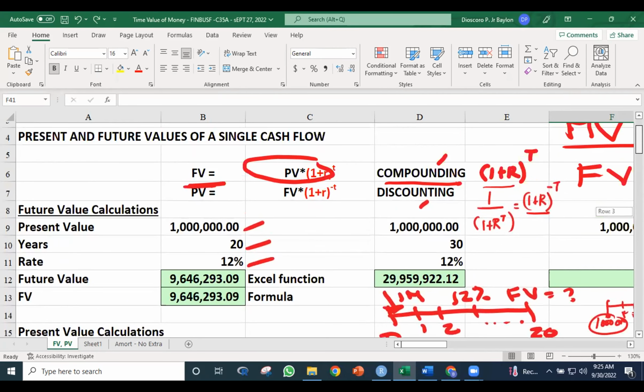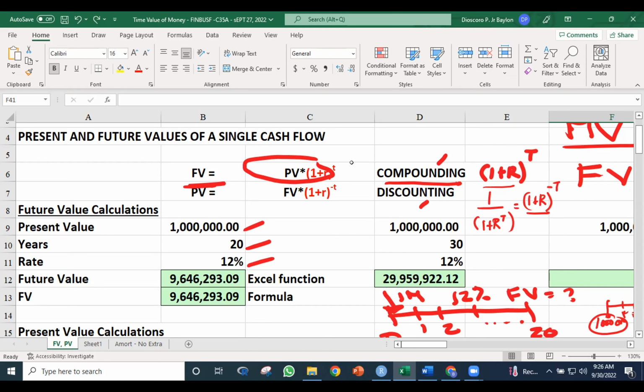What have we learned so far? We learned about the process of compounding and discounting. We said that compounding is accumulating a single cash flow at the beginning to get the future value, okay? And we use a compound factor, which is 1 plus R raised to the T.